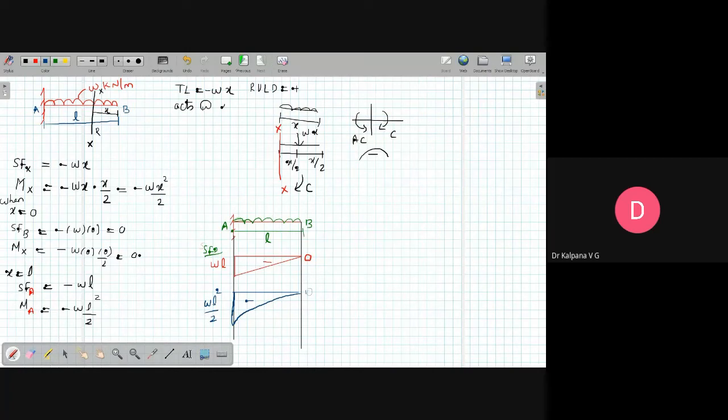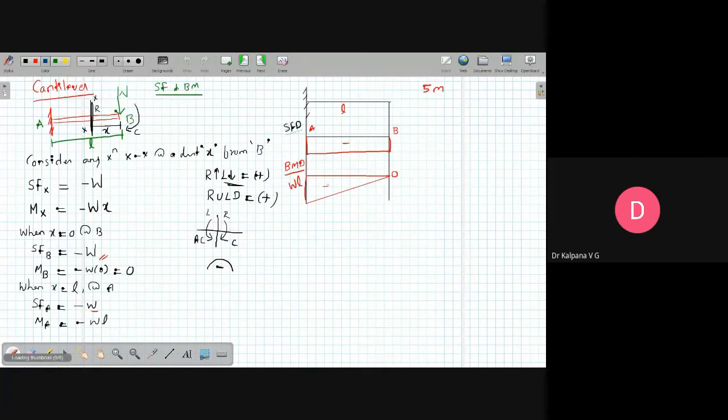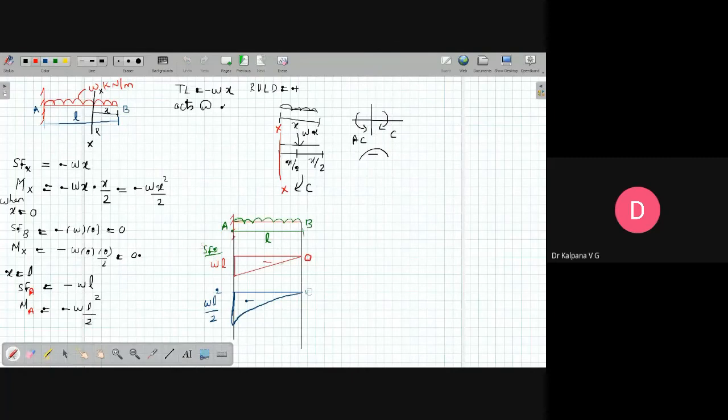Yes, so just check with the previous one. In case of point load, I forgot to draw the load. For point load, the shear force diagram is a rectangle and the bending moment diagram is a triangle, whereas for UDL, the shear force is a triangle and the bending moment diagram is a parabolic one. Since it is WL square by 2, the equation is of second order, hence it is a parabolic equation. So we can connect the two different ends by means of a parabolic line.